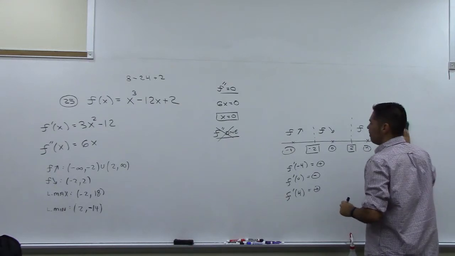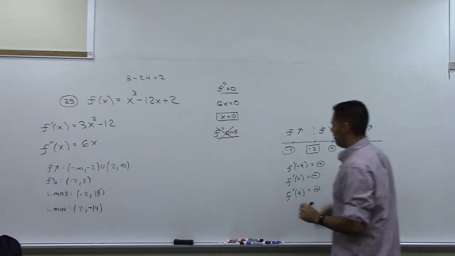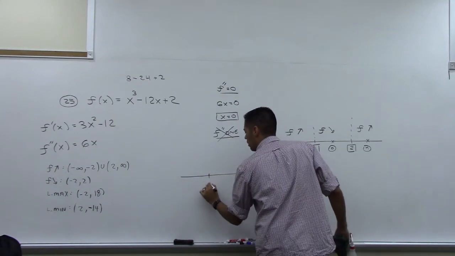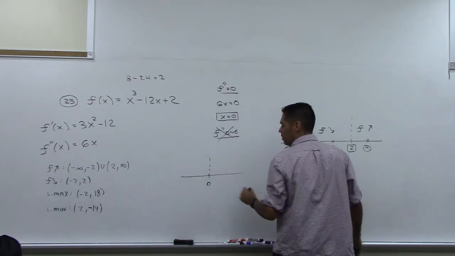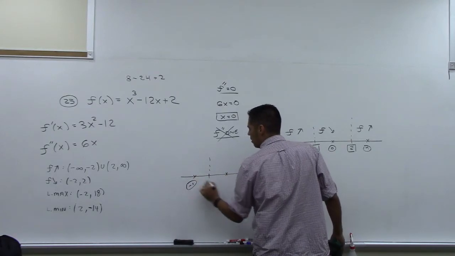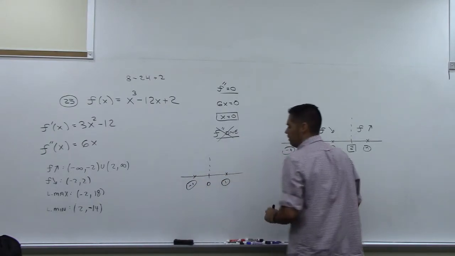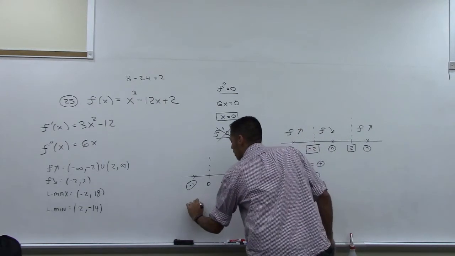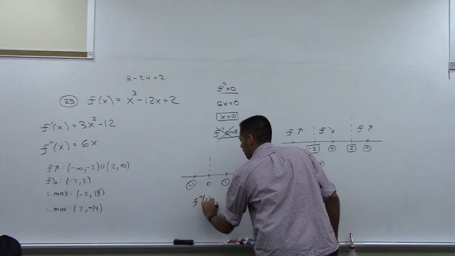So that critical number, I'm going to leave this up here for now. And my one critical number is 0, so that splits my number line into two pieces. Pick 2 test points, one over here like negative 1, and one over there like 1. And I plug those into the second derivative. So what's f double prime of negative 1?